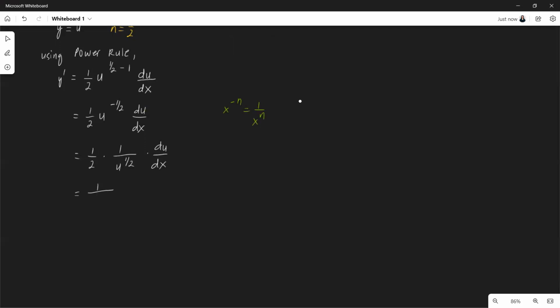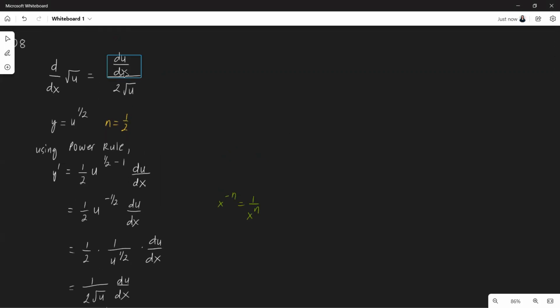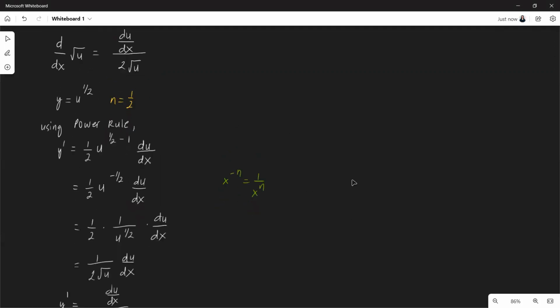So we have 1 over 2 square root of u times du over dx. Then we can put the du over dx on top. Multiply du over dx with 1 in the numerator so that we can have the formula written above. So it's the same thing, du over dx over 2 square root of u.